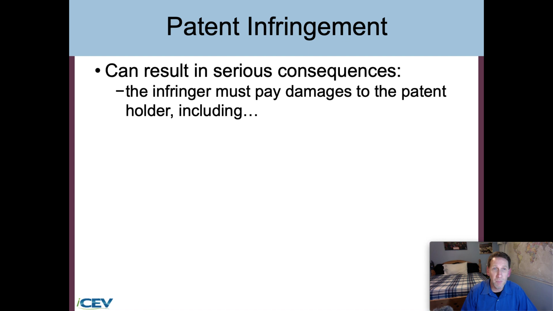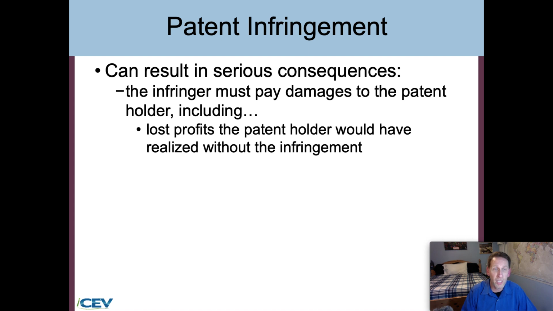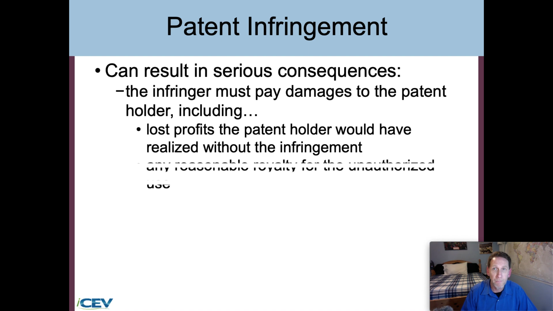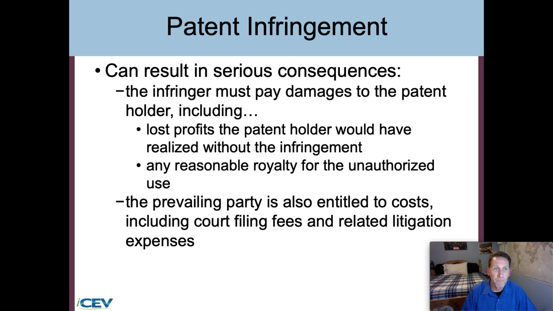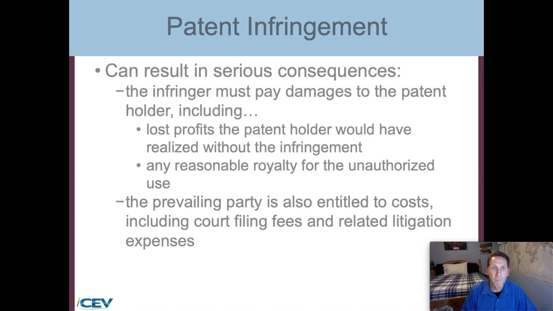The infringer must pay damages to the patent holder, including lost profits that the patent holder would have realized without the infringement, any reasonable royalty for the unauthorized use. And the prevailing party is also entitled to costs, including court filing fees and related litigation expenses.